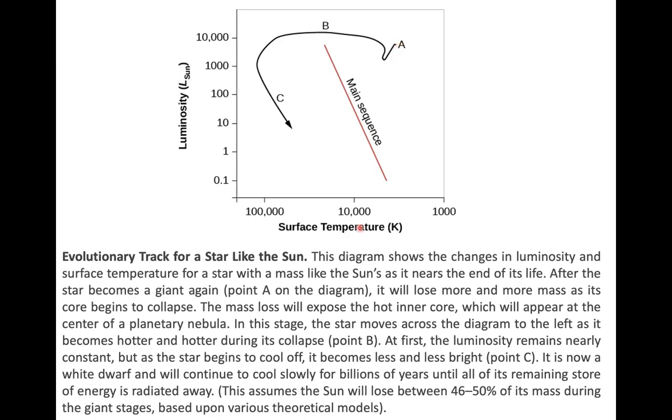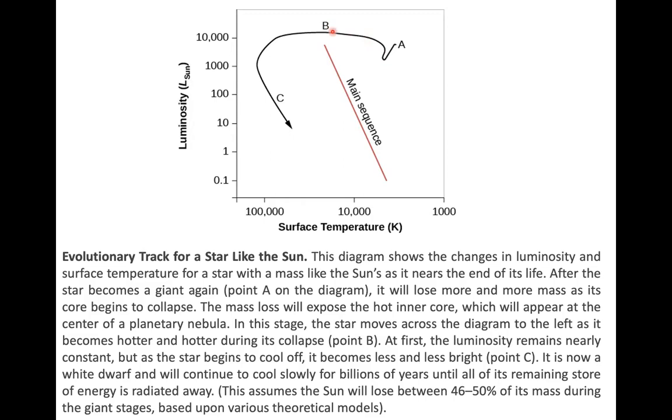Right? In this stage, the star moves across the diagram to the left as it becomes hotter and hotter during its collapse. So what will happen is when the central region keeps collapsing, the star's temperature will increase, hotter and hotter. Like so, it will go through this path because of that. And at the same time, its temperature will increase and go up to the point B.